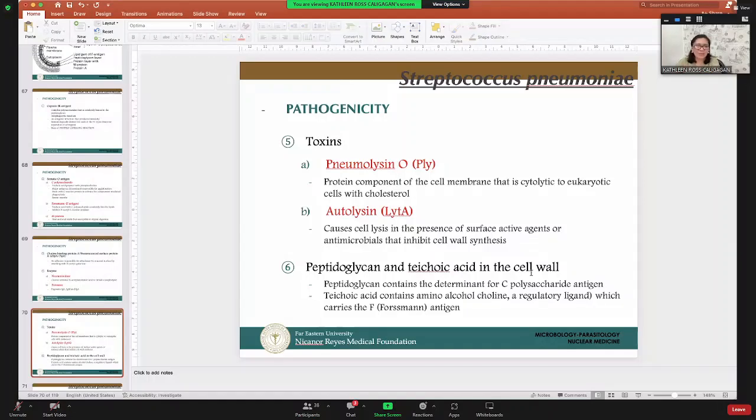Okay, the toxins: pneumolysin O and autolysin. Just please kindly read on them.